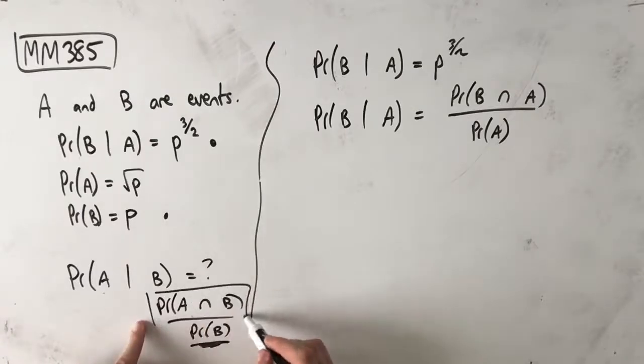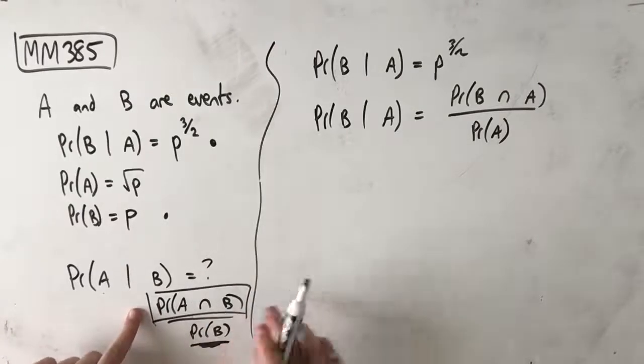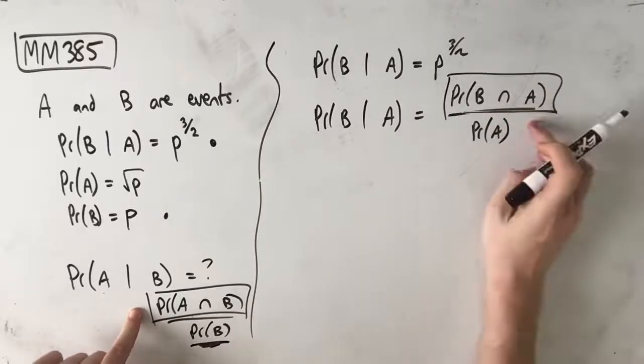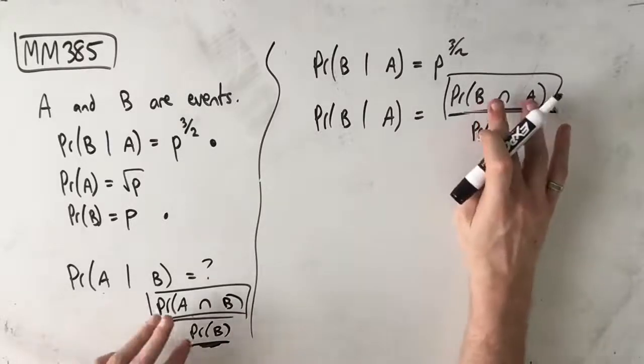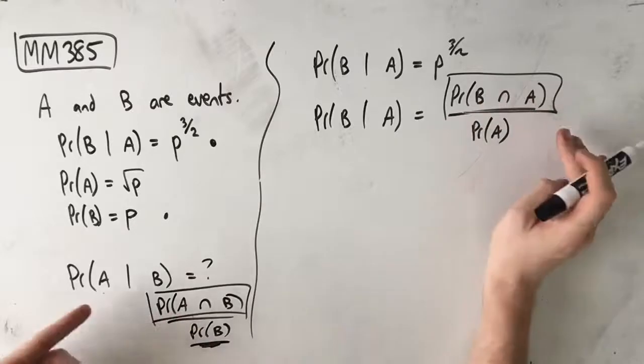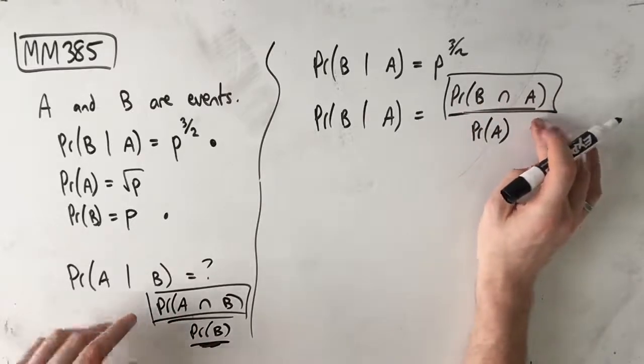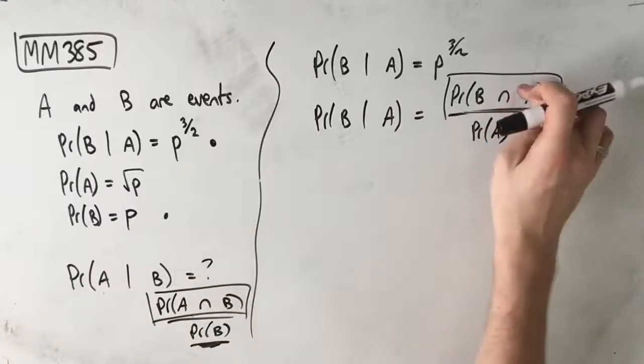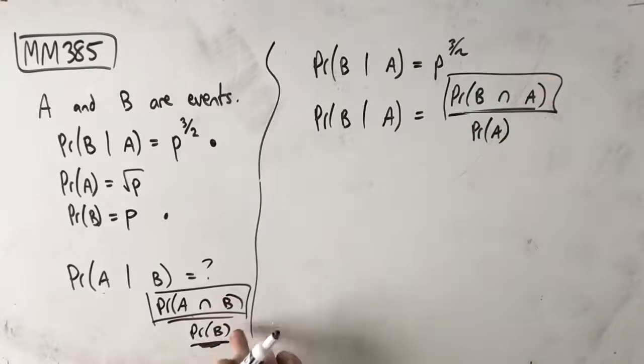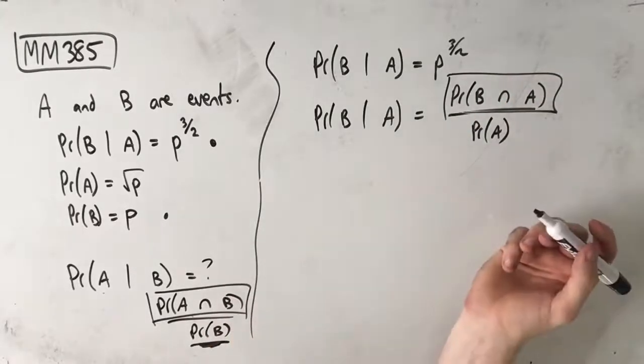And the idea here is that the intersect between A and B is exactly the same as the intersect between B and A. They're just written the other way around, right? It's like saying 3 times 5 is the same as 5 times 3. They're both the same thing. So we need to figure out this, and then we can use that to figure out this down here. So where do we go from here?